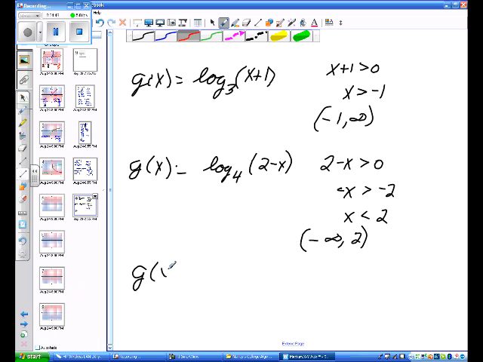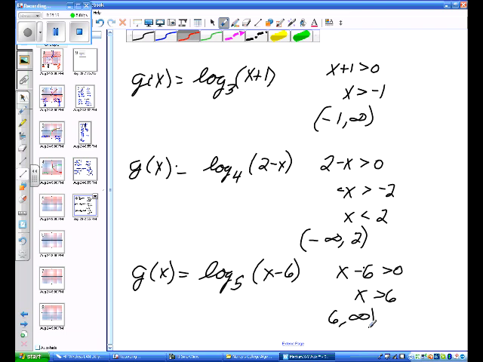If we have g of x is equal to log base 5 of x minus 6. Well, again, x minus 6, we know the undoing that we're going to do would be a positive 6, so we're going to shift 6 units to the right. But we can also do it by saying this number has to be greater than 0. So x has to be greater than 6. So it would be 6 to infinity would be our domain. x equals 6 would be our vertical asymptote. So you can go through and deal with just the domain by looking at the functions.